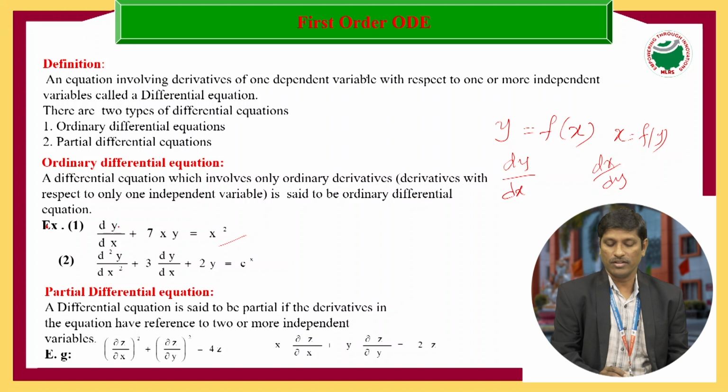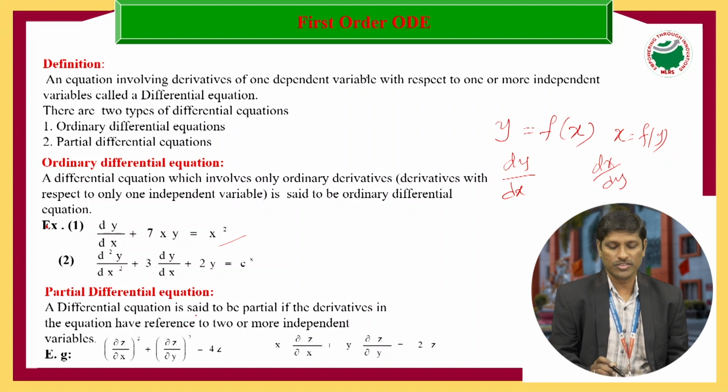Here it has the dependent variable y and the independent variable x, with only a single independent variable, right? So this is a differential equation. In the same way, if you come to this other one, it has two independent variables, x as well as y, and the dependent variable is z. So the dependent variable is one and the independent variables are more than one; that also comes under a differential equation. So a differential equation is nothing but an equation involving a dependent variable and its derivatives with respect to one or more independent variables.